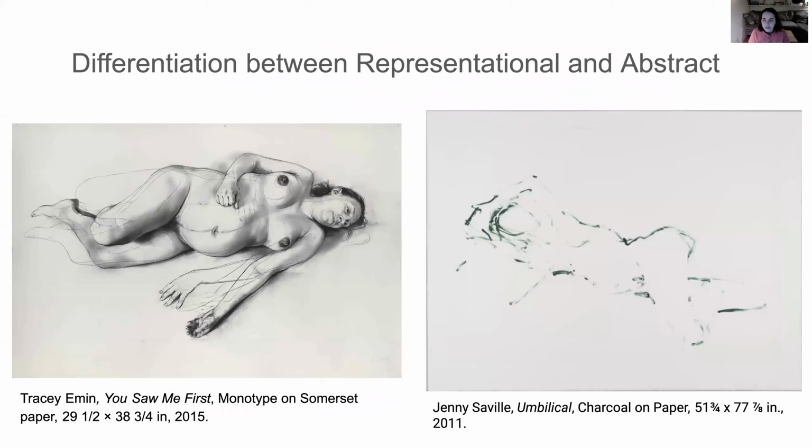A little further explanation on the difference between representational and abstract. You'll notice the image on the left, these captions are actually supposed to be flipped. So this is the Jenny Saville on the left, and then Tracey Emin on the right. The one on the left has careful light and dark, careful modeling. There's that softness of the skin, proportions. She feels like she's really laying down in space.